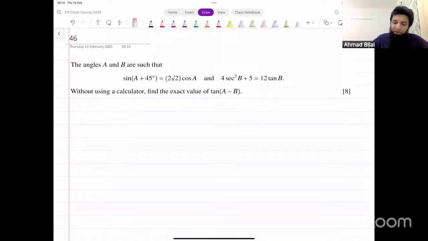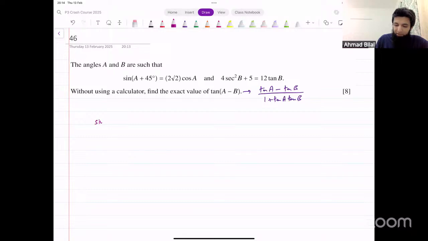Okay, how do you find tan of A minus B? Tan of A minus B is going to be tan A minus tan B divided by 1 plus tan A times tan B, right? That's the identity for tan. So we need to find the values of tan A and tan B. Once we have them, all we have to do is input those values in this identity, and that's it. Now, how do you find tan A and tan B? That's the question.